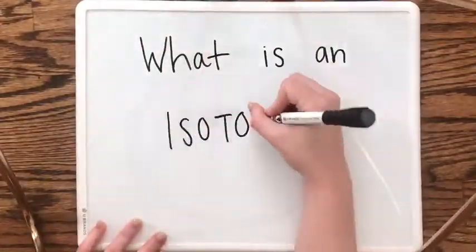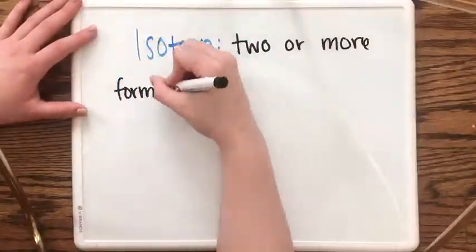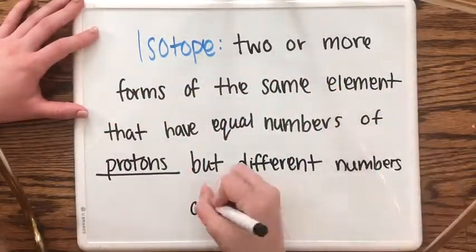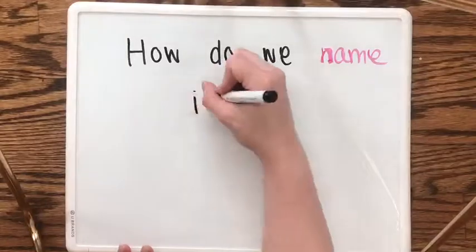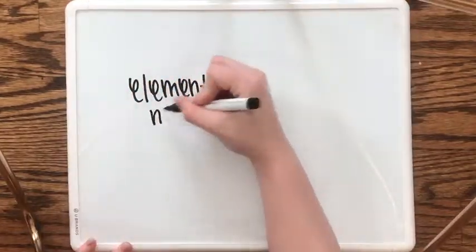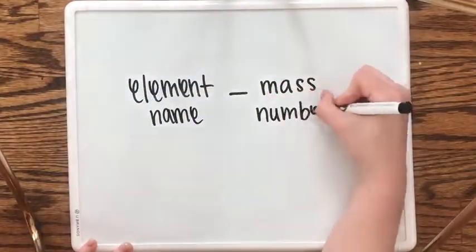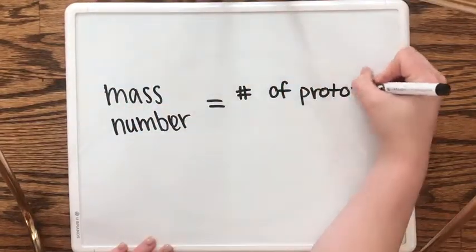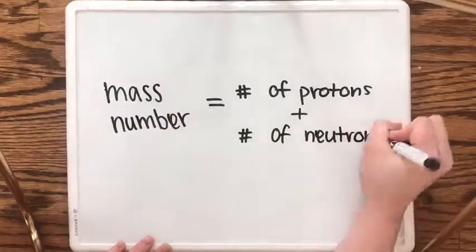What is an isotope? An isotope is two or more forms of the same element that have equal numbers of protons but different numbers of neutrons. So how do we name isotopes? You take the element name and put a hyphen between that and the isotope's mass number. The mass number is equal to the number of protons plus the number of neutrons in that atom.